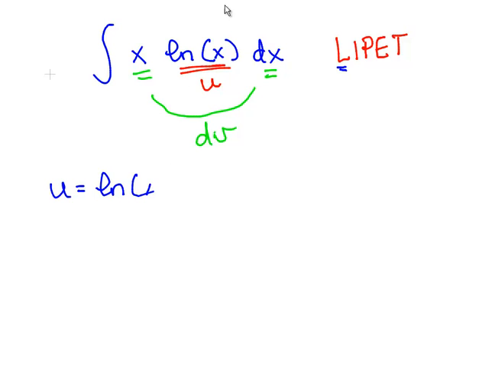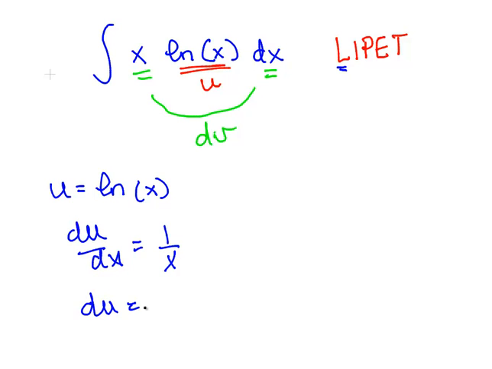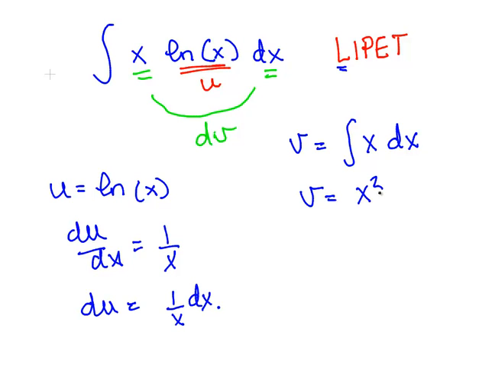Oops, my pen slipped there. Let's just do that again. u is equal to log of x. du dx is simply equal to 1 over x. So du is equal to 1 over x times dx. Okay, v is the integral of x dx. So v in this dv here is x times dx, and so that is equal to x squared over 2.